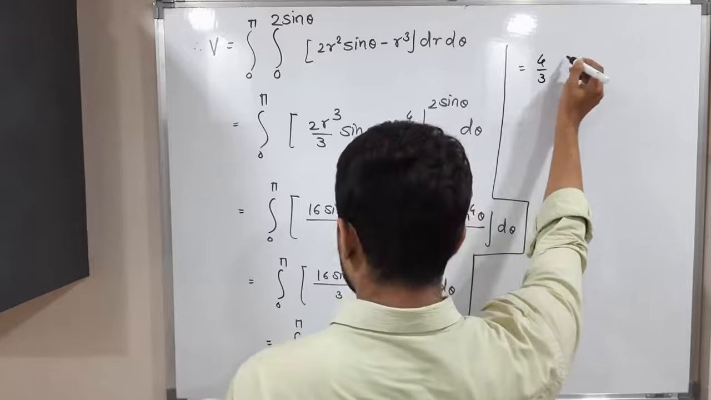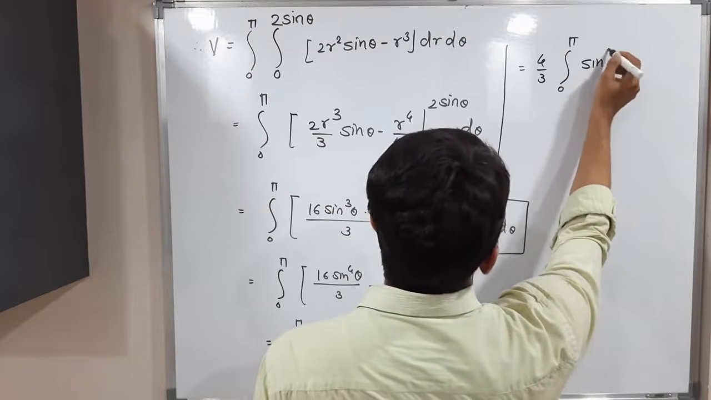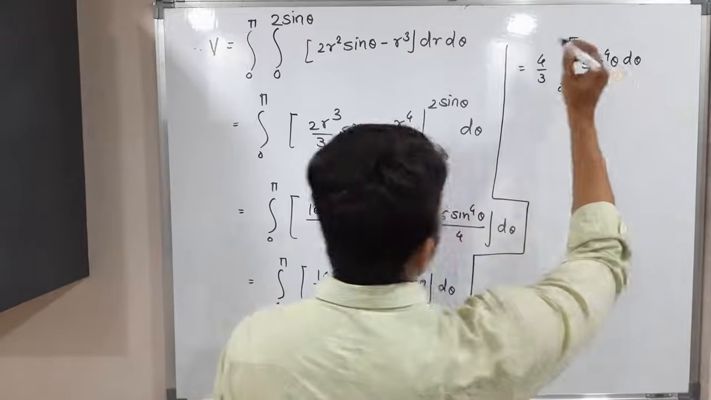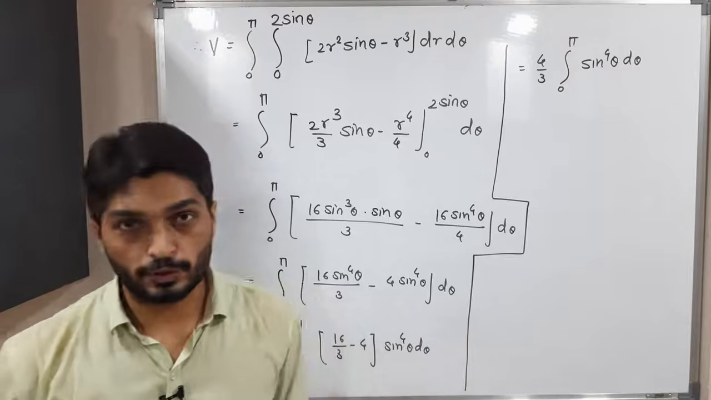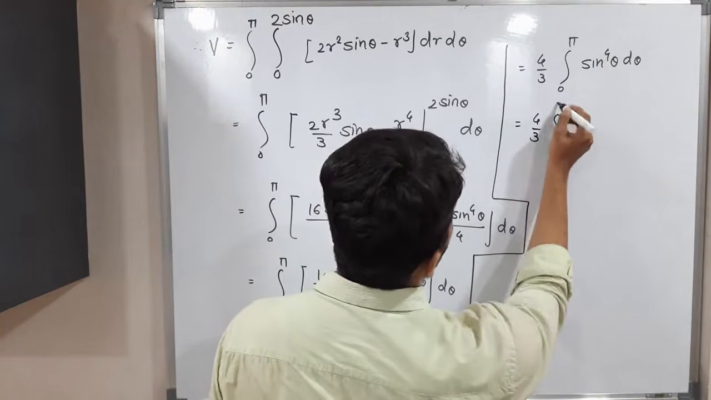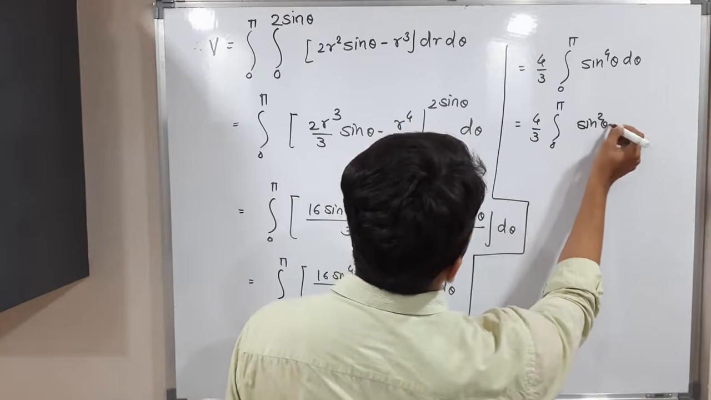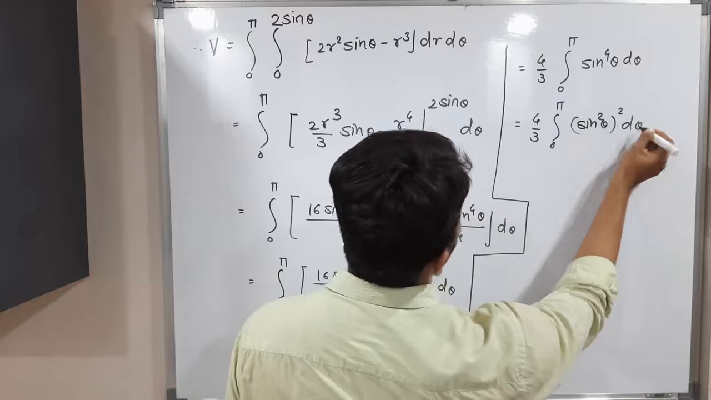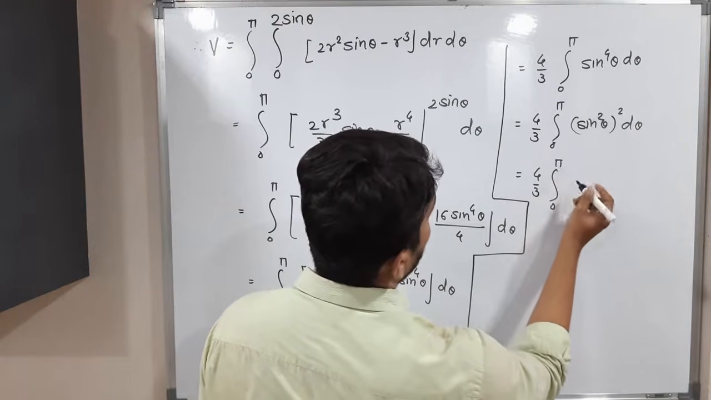It's constant. We can take it outside. Integration 0 to pi sine raised to 4 theta d theta. See, we have a limit 0 to pi, so that's why we cannot convert it directly into beta gamma function. So what will I do? I will write simply 4 by 3, 0 to pi. You know that sine raised to 4 theta is sine square theta whole square. Simple calculation we have, so that's why I'm doing it fast.